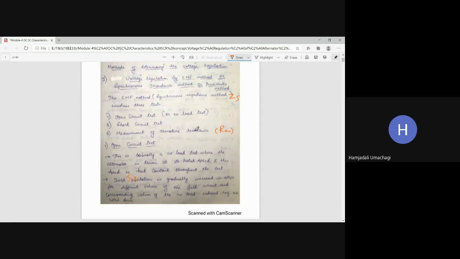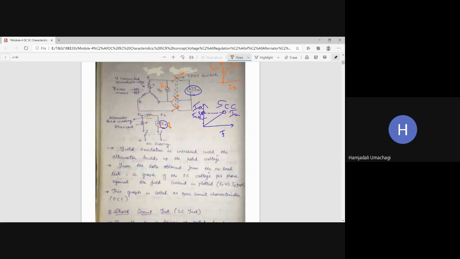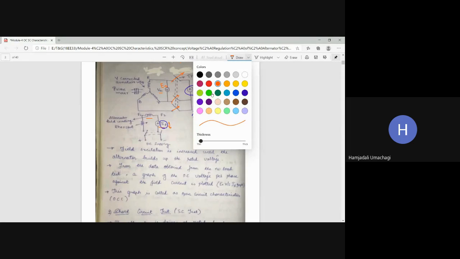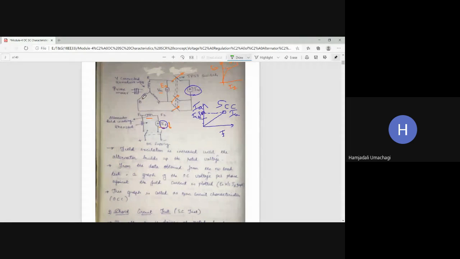Measurement of armature resistance. So next you have to measure the armature resistance value. Here this is the armature winding R phase, armature winding Y phase, armature winding B phase. You should measure the resistance of each winding. Here you can measure any one of the winding resistances, because the armature winding resistance per phase will be the same for the other two also.